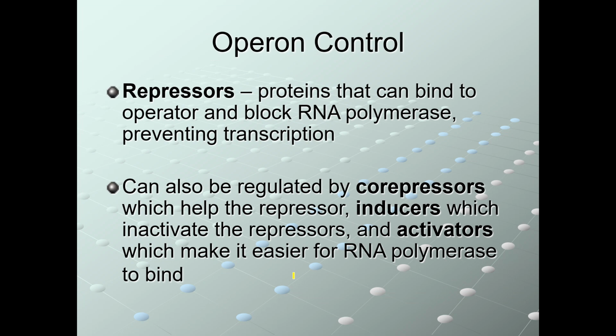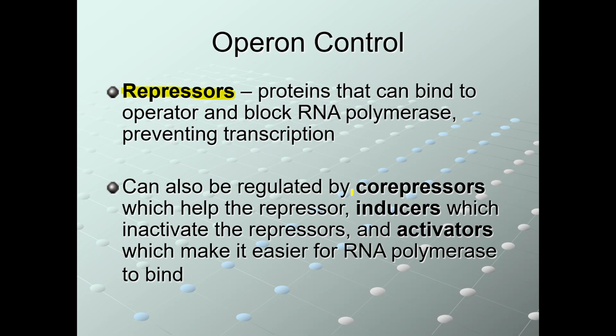So these operons can be regulated by regulatory molecules, and most of them are what we call repressible operons, in that there are repressors that are going to inhibit transcription. So remember, if you repress something, you slow, stop, you hold back, okay? So repressors are proteins that bind to the operator, and essentially they halt transcription. So repressors means we're not copying the genes, we're not making the proteins.